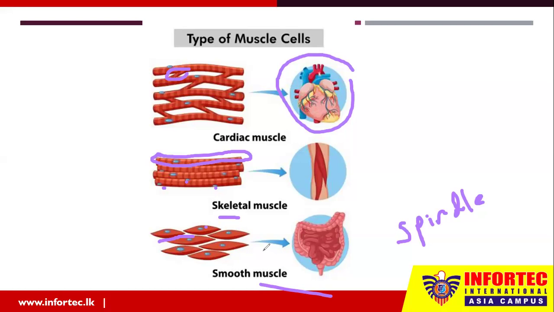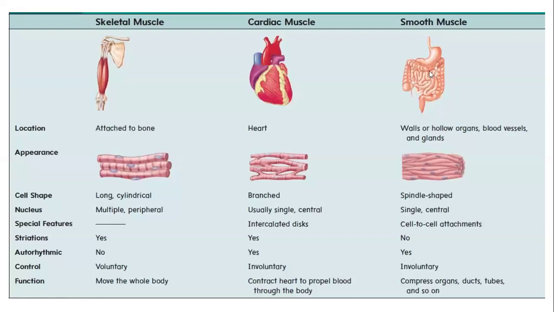Okay, so you can see the summary. Skeletal muscles are attached to bones. The appearance is long cylindrical fibers. When we consider the nucleus, multiple nuclei are there, in the periphery. Striations are there, they are voluntary, and they move the whole body.